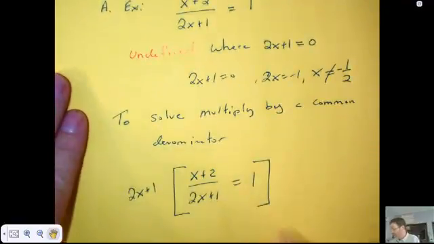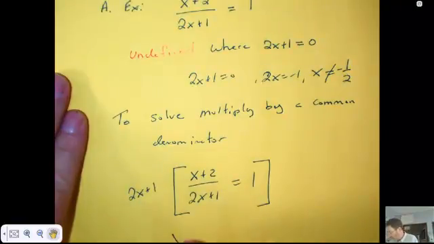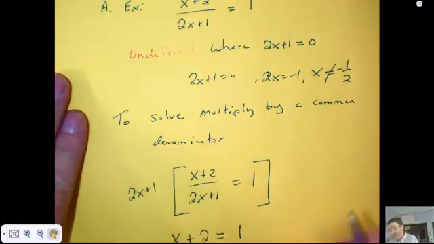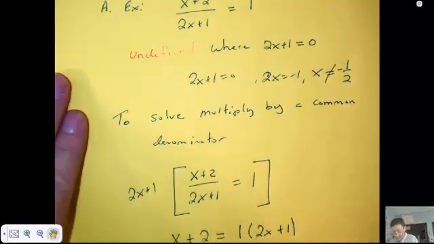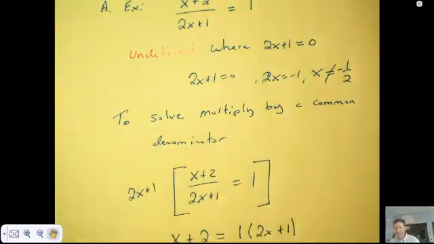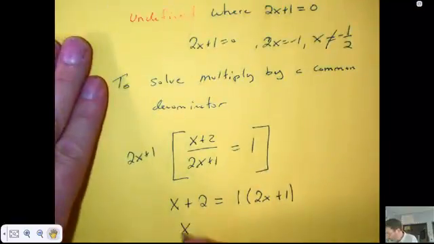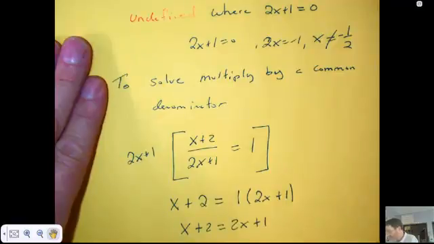Well, this is pretty easy because on the left side, what happens? It cancels out, so I'm left just with x plus 2. Then on the right side, there's nothing that cancels out, so it's 1 times 2x plus 1. So, x plus 2 is 2x plus 1. Then this is a linear equation to solve.